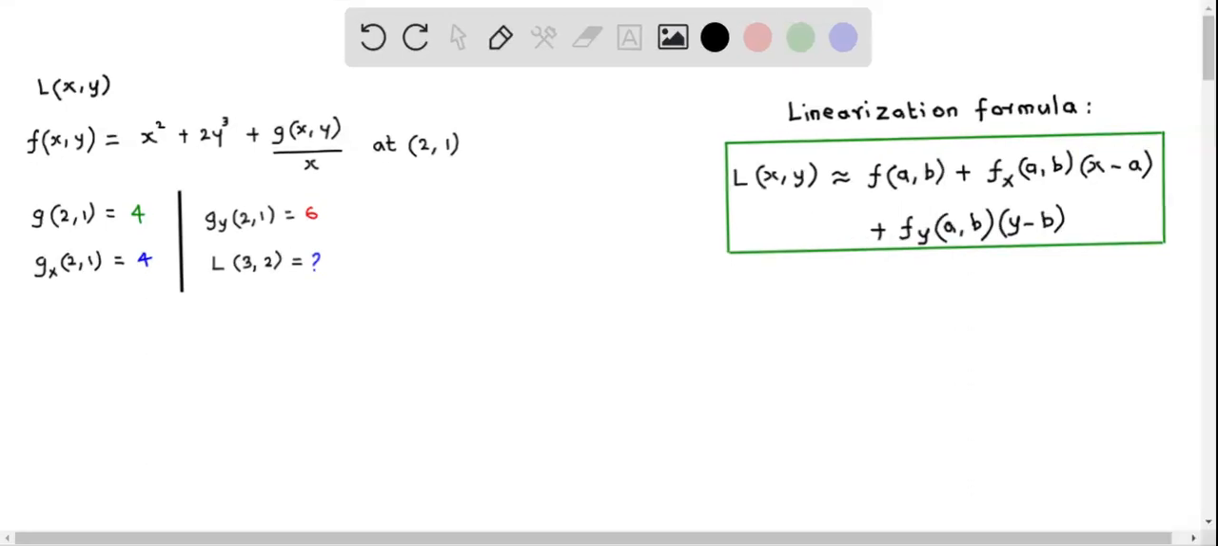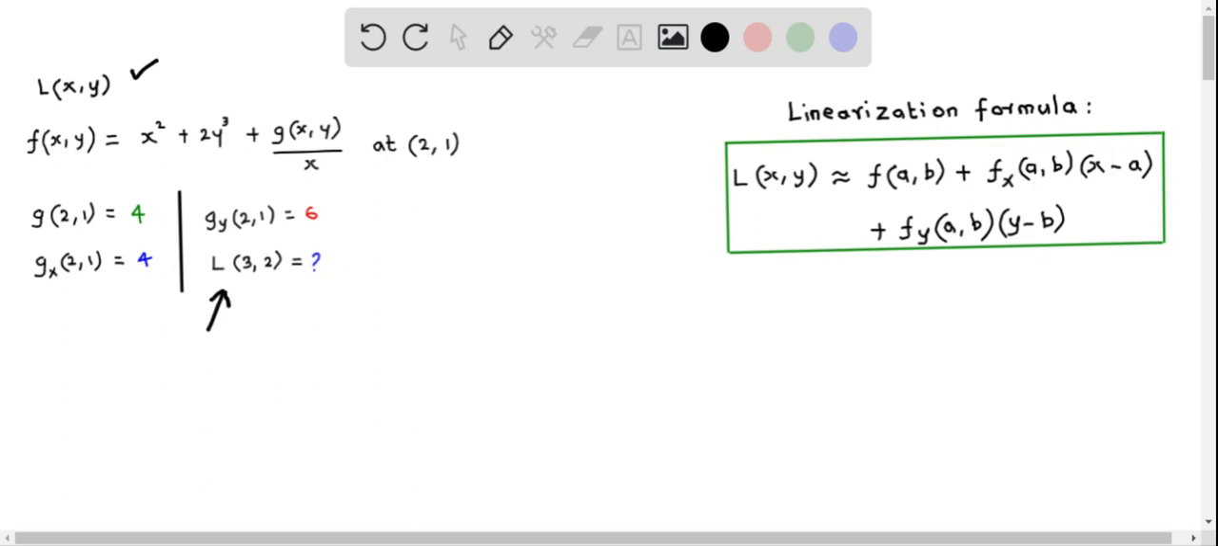In this question, we are given that L of x,y is the local linear approximation of the function f of x,y at (2,1), and we are also given some initial values, that is g of (2,1), gx of (2,1), gy of (2,1). Using these initial values, we have to determine this L of (3,2).